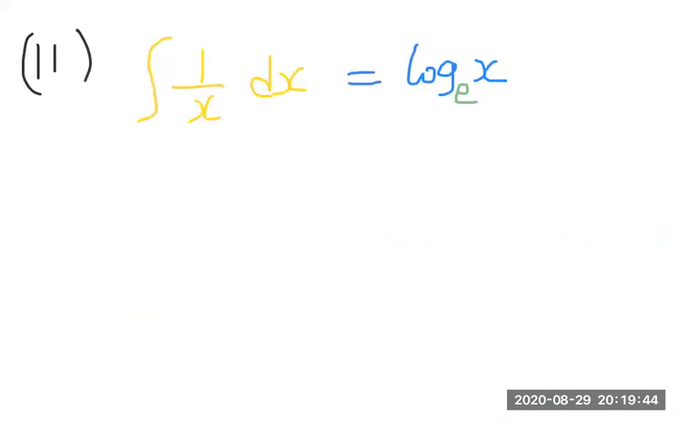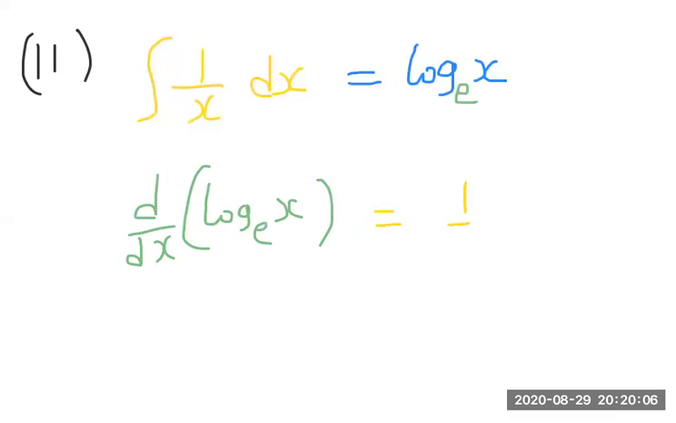Now coming to here, integral 1 by x dx equals log x base e. So this is a special case. Actually, d by dx of log x base e is nothing but 1 by x. So d by dx of log x base e is 1 by x. Here we can also write this as ln x.